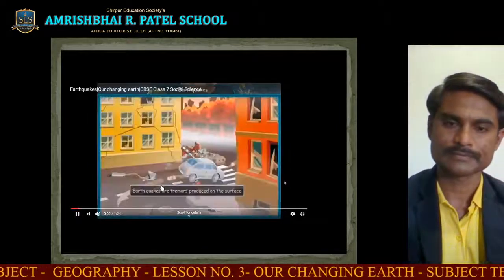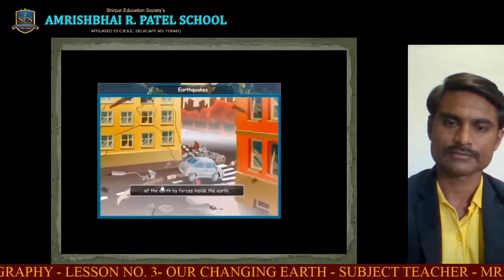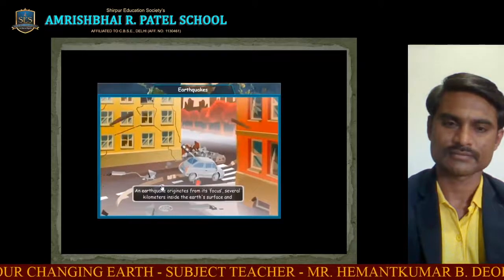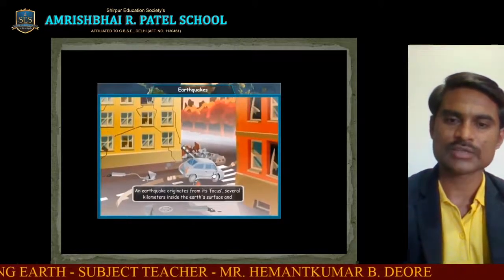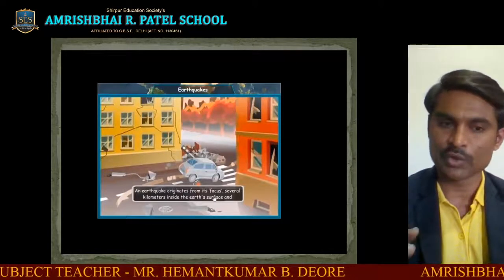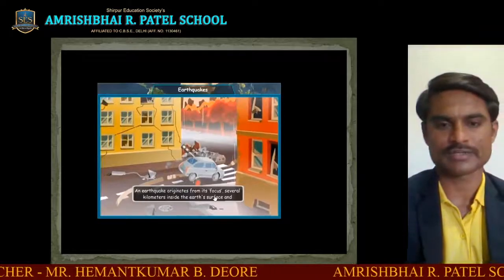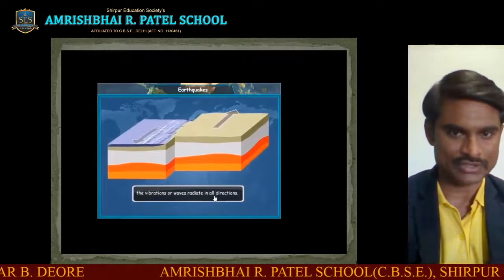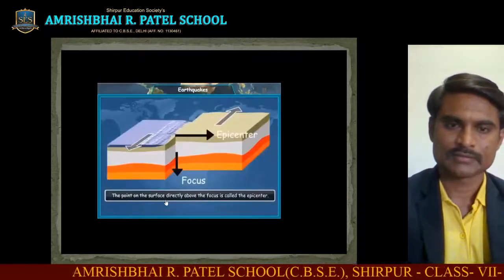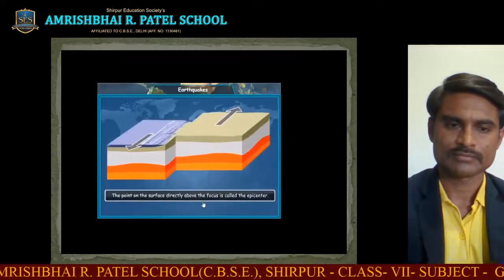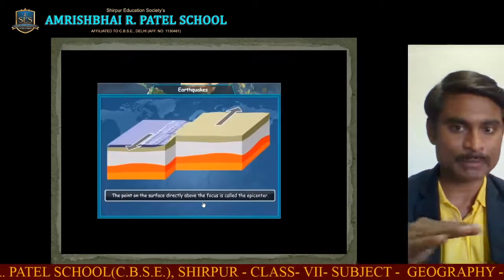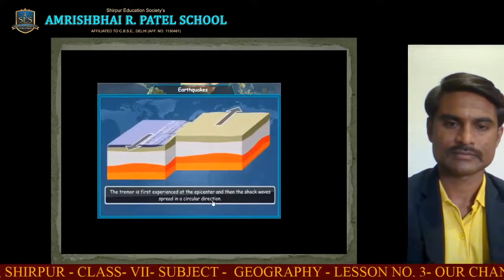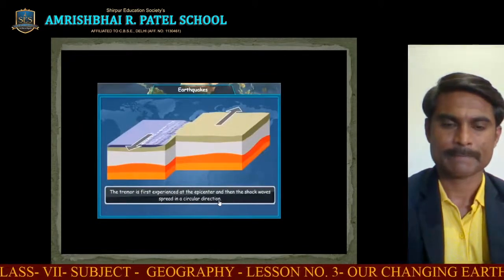Earthquakes are tremors produced on the surface of the earth by forces inside the earth. An earthquake originates from its focus several kilometers inside the earth's surface, and the vibrations or waves radiate in all directions. Please watch properly. The point on the surface directly above the focus is called the epicenter. The tremor is first experienced at the epicenter and then the shock waves spread in a circular direction.